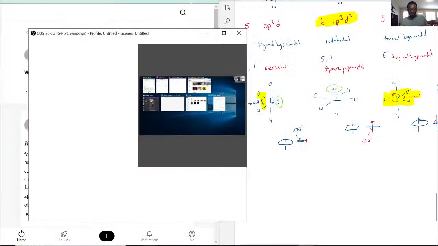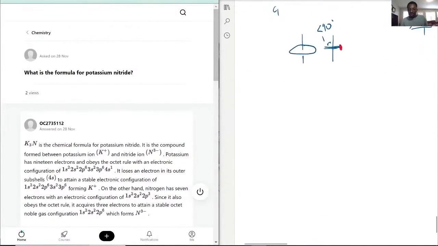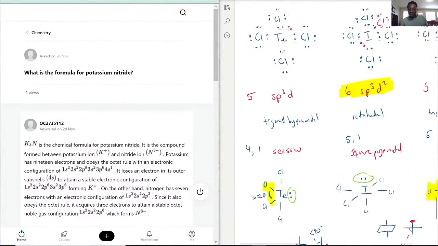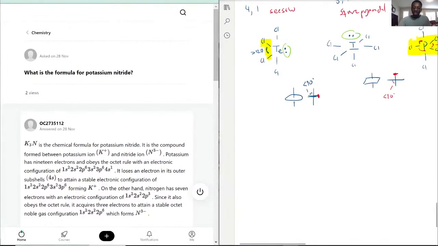Oops. Whoops. There we go. So question number, I think I zoomed in too much. There. Question number 9. What is a formula for potassium nitride?